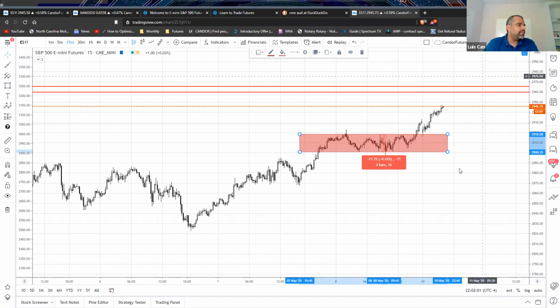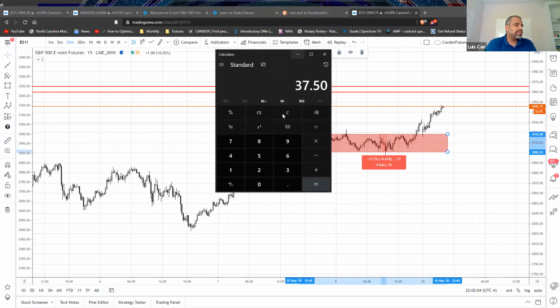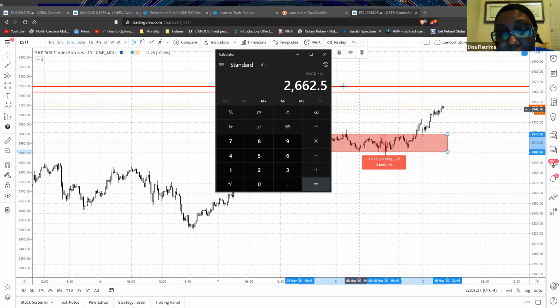Calculator real quick to give you an illustration. 71 ticks times 12.50 each tick. Right here, in 15 minutes, actually that will be 30 minutes and an hour and a half, one contract, $887. You have 3 contracts, you made $2,662 in maybe an hour. That's a very good hourly rate. And that's only 3 contracts.